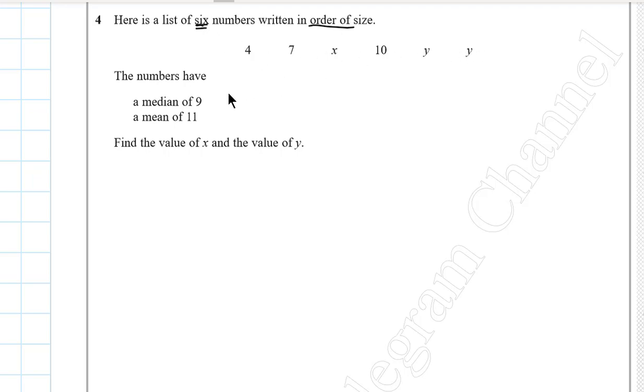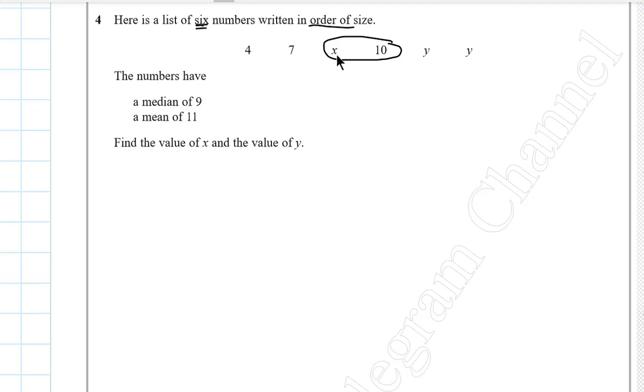The median order should be 6 divided by 2, so it is the third and fourth. The median is the average of the third and fourth. 1, 2, 3. So the median should come from these two values. The median is 9. So how can we use this information?